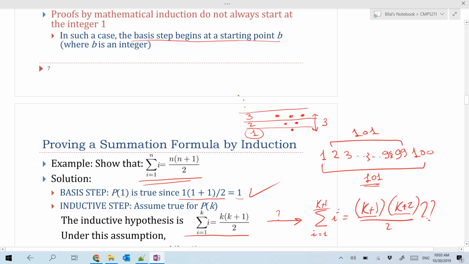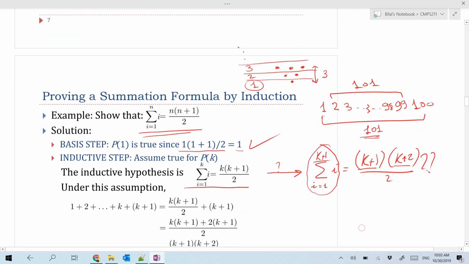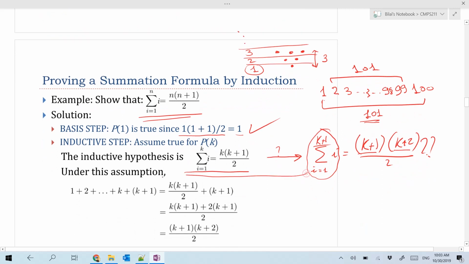So we need to calculate this, and we need to check if, based on this fact, we can make it to this format here. Good. So actually, we know that this sum is equal to 1 plus 2 plus up to k, plus k plus 1, okay?